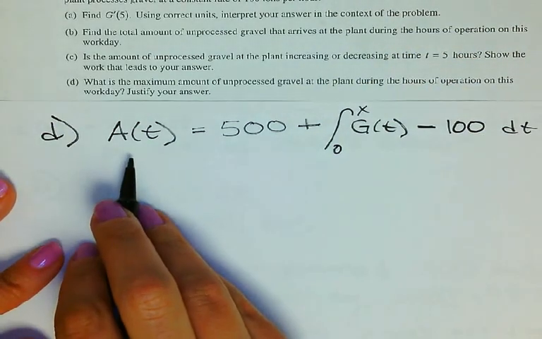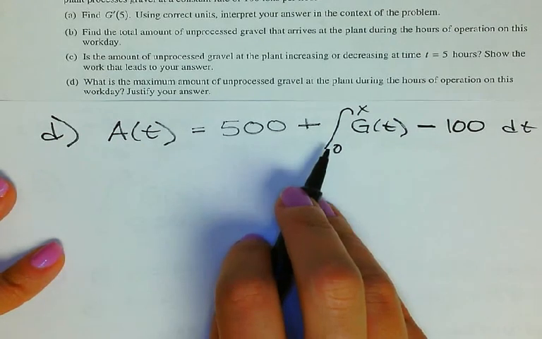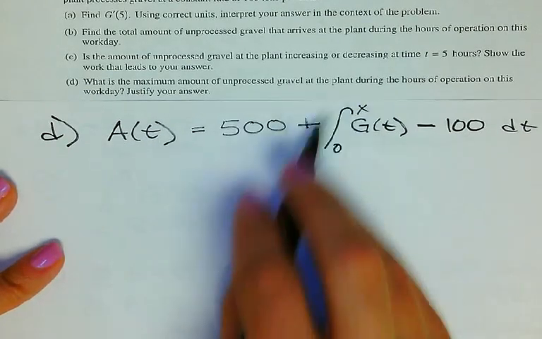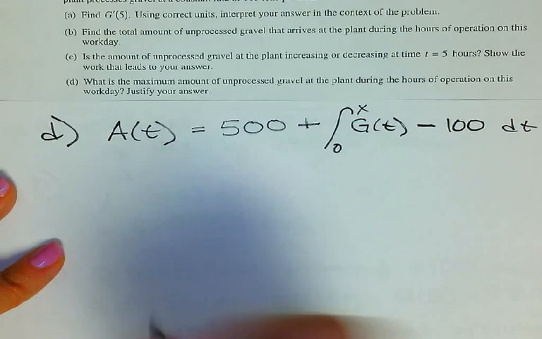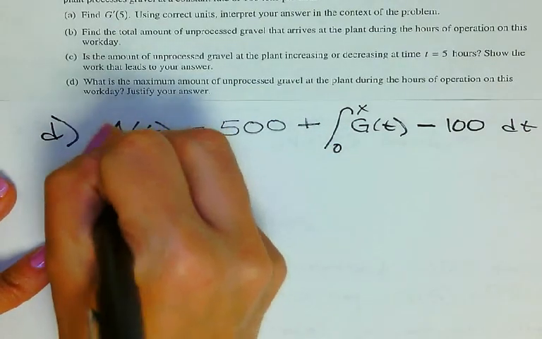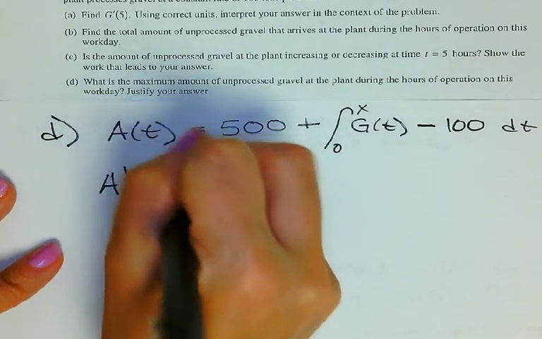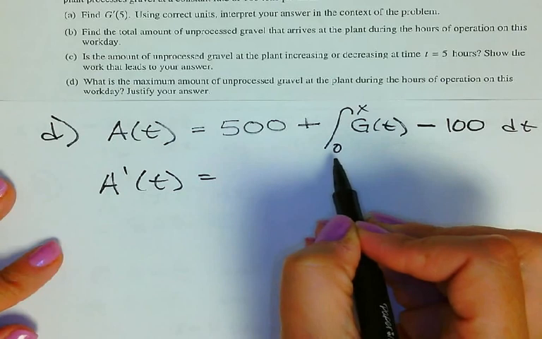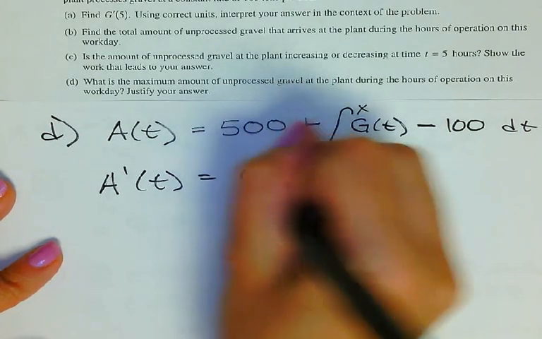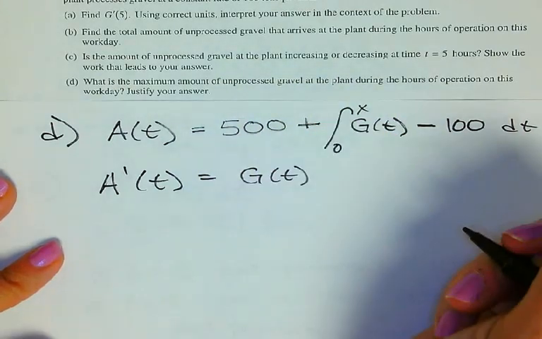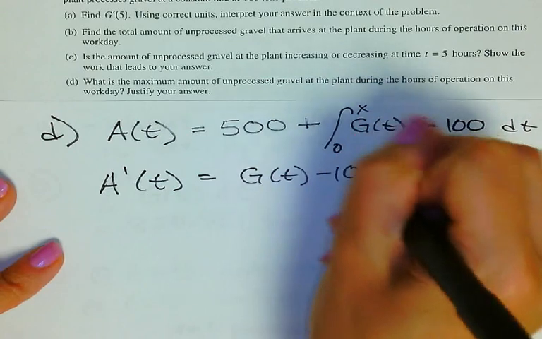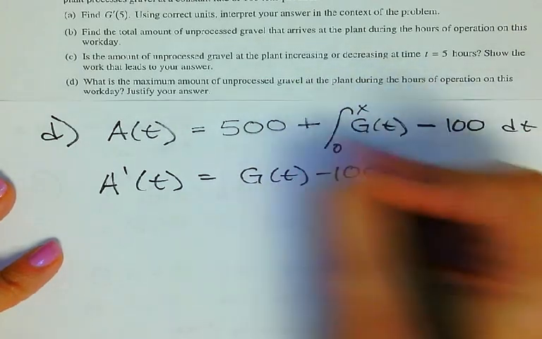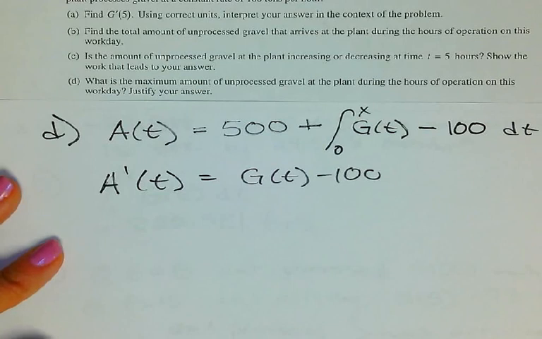And since I'm going to take the derivative of this, that's actually great news, because when I take the derivative of the integral, these just turn into x's. Because I'm trying to find the maximum, I take the derivative. The derivative of 500 is 0. When I take the derivative of the integral, that's just going to be g of t minus 100, because the derivative of this just gives me what's left to the right-hand side there.